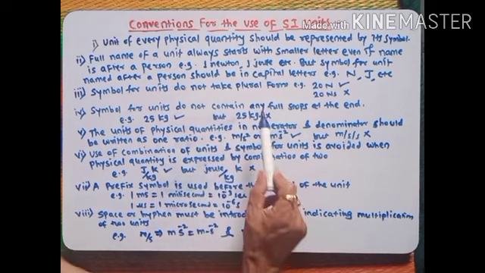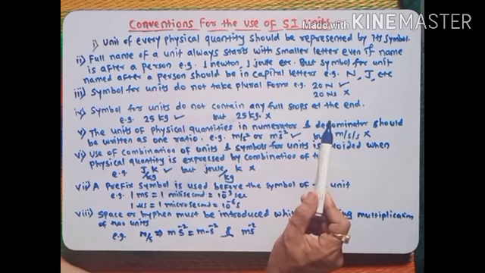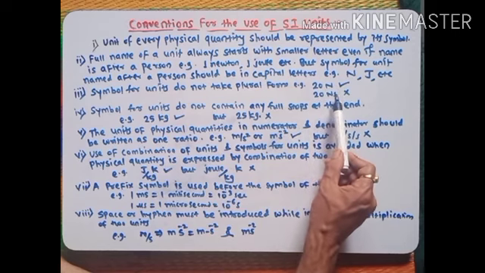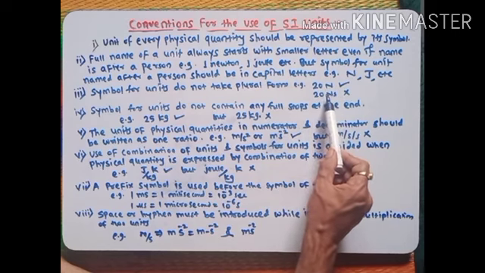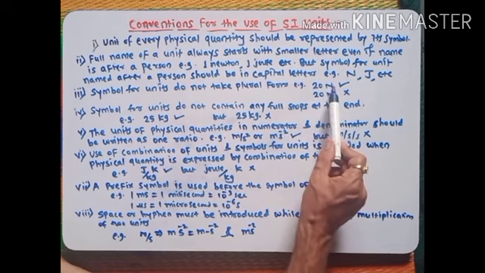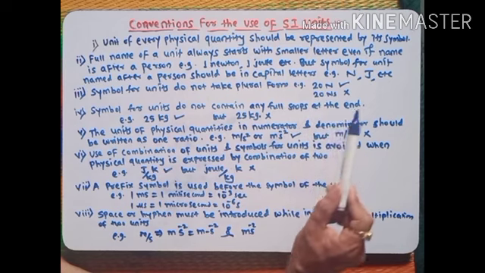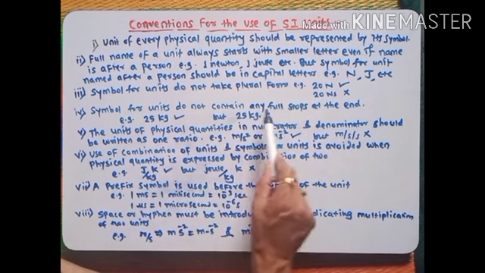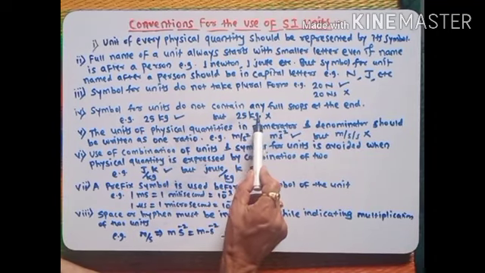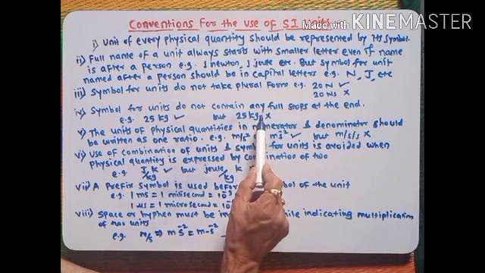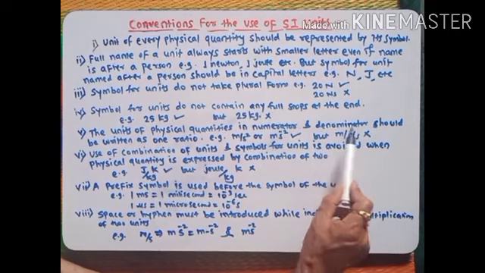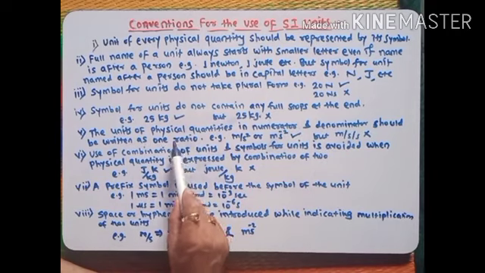Symbols for units do not take a plural form. See here, 20 N, but not 20 Ns, because s means second, it may be confused with second. Symbols for units do not contain any full stops at the end. See here, 25 kg is right, but 25 kg with a dot is not necessary, it is wrong.